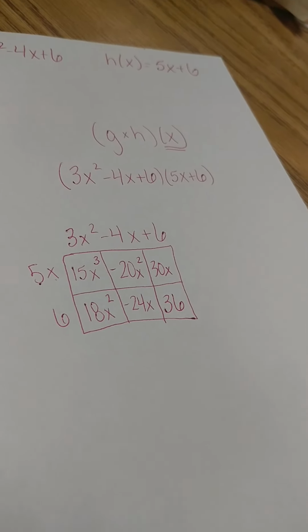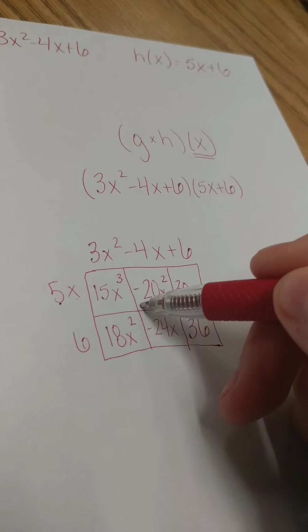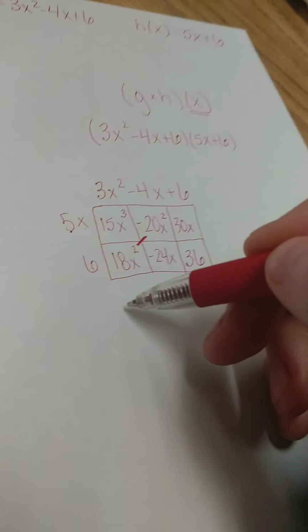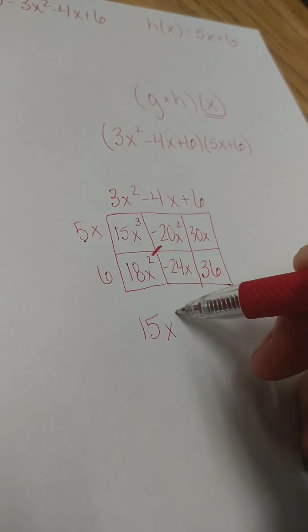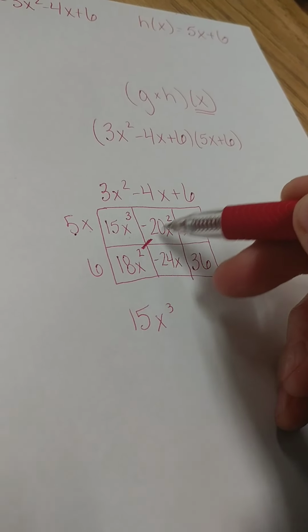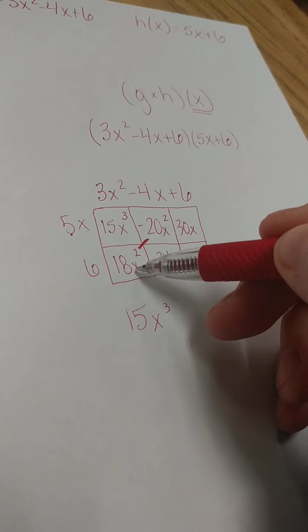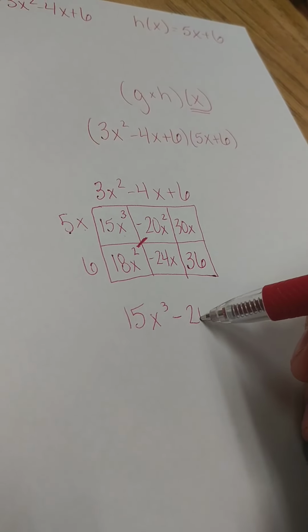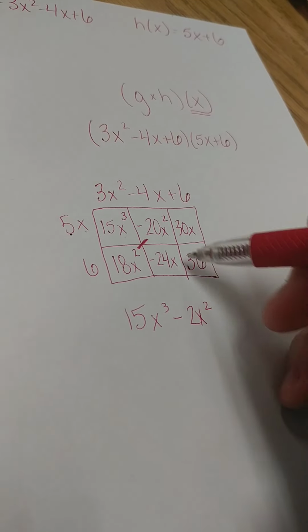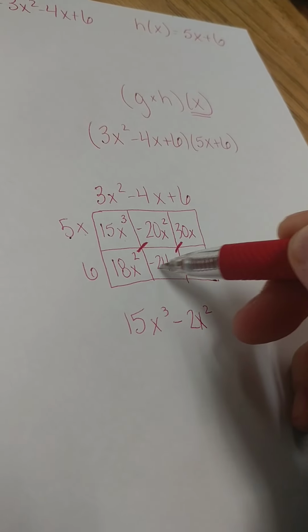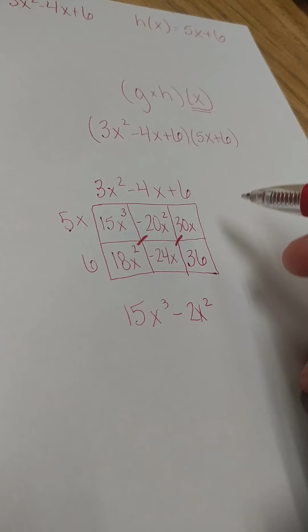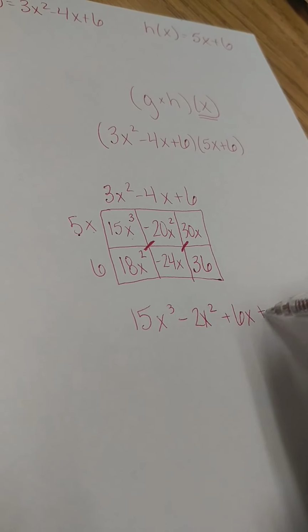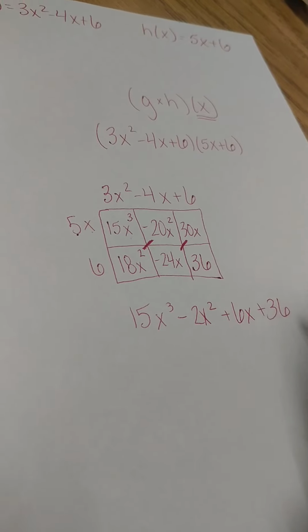The thing about these distribution boxes that people like is that your like terms are always going to be diagonal. So the ones that are by themselves, like this 15x cubed, will match nothing. But these two right here are going to be like terms. So you have 18x squared plus a negative 20, which would be negative 2x squared. These two are diagonal. Negative 24x and positive 30x. That's a positive 6x. Here you have a nothing matches it, 36.